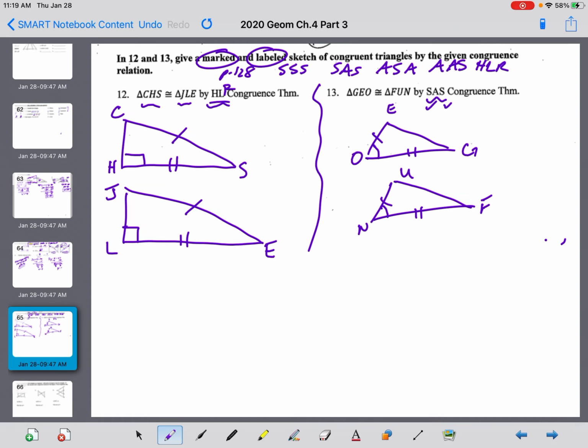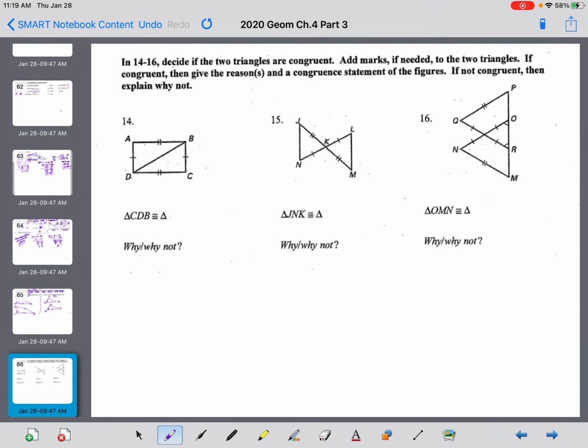All right, in the next group of problems, we're still doing kind of the same stuff, but the pictures are already drawn. We have to read the markings and make some judgments. Decide if the two triangles are congruent. Add marks if needed to the two triangles. If congruent, then give the reason and a congruence statement for the figures.